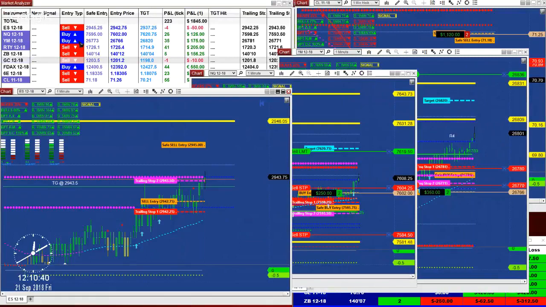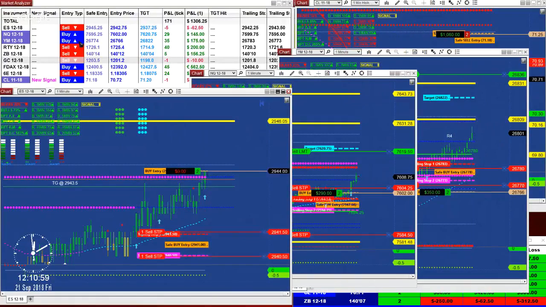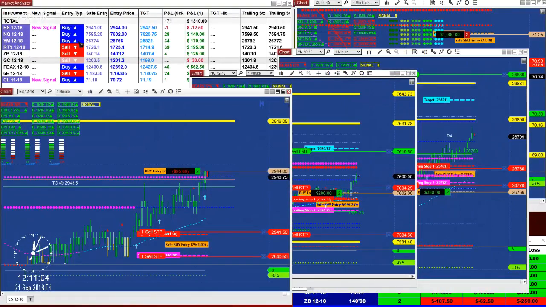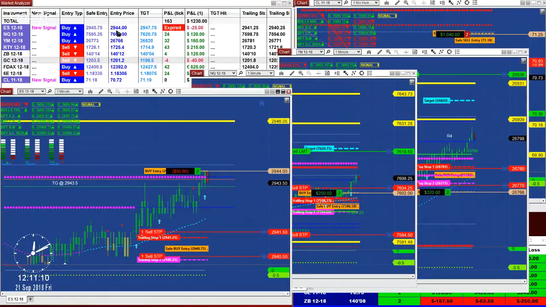We have not got a new signal. We're about to have a new signal, guys. There we go. Come on. There we go. New signal, guys. And a new signal on the CL as well. A new signal on the ES. Entry price at 944, and then exit is 4775. Actually, it's not much, but better than nothing.